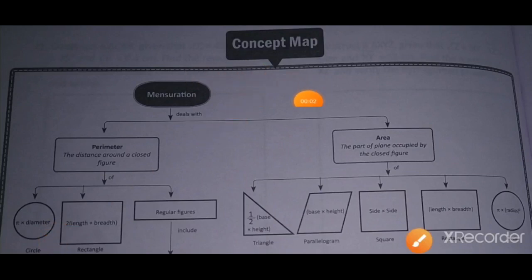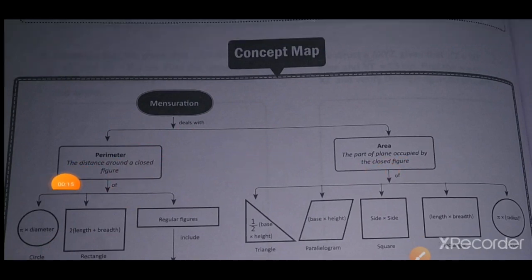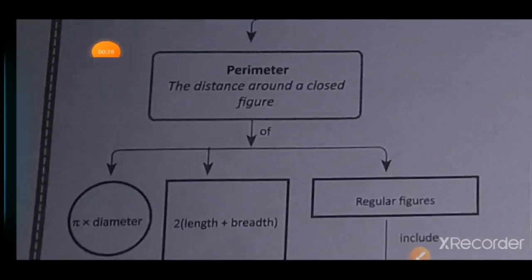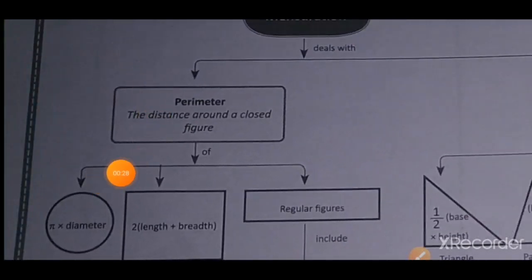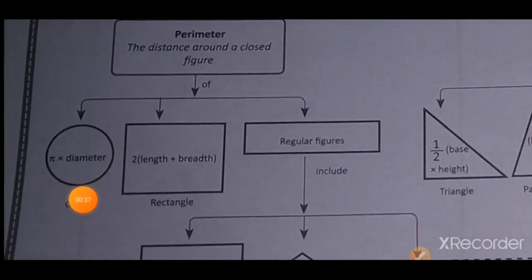Now the concept map for mensuration deals with perimeter and area. Perimeter is the distance around a closed figure, and area is the part of a plane occupied by the closed figure. Now we are talking about the perimeter. The perimeter of a circle is calculated with the help of pi multiplied by diameter. This is the formula. And the perimeter of a rectangle is equal to 2 into (length plus breadth).